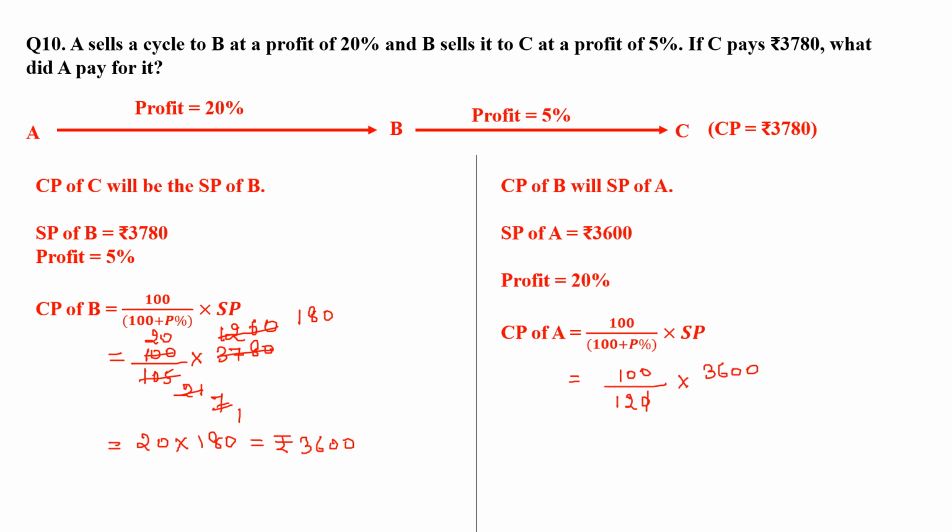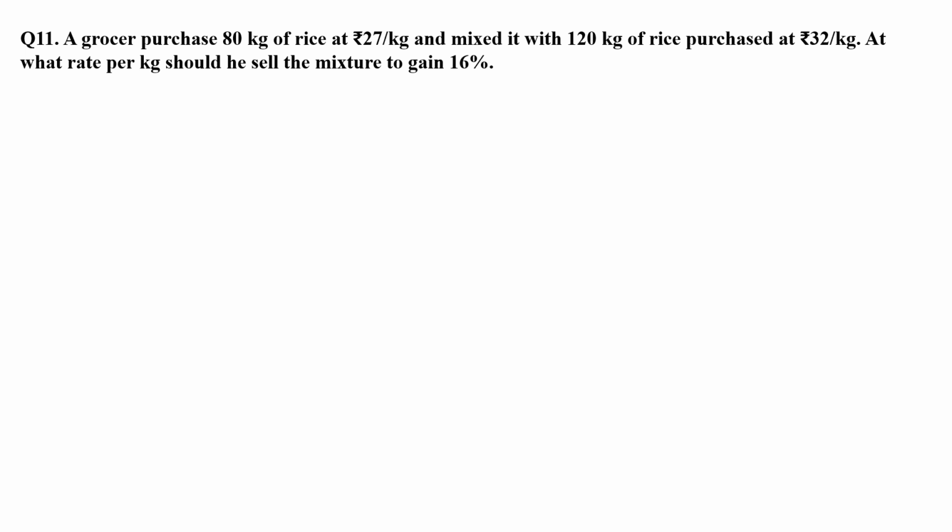Now eliminate the zeros. 12 times 1, 12 times 300. So from here you will get the cost price of A as 3000 rupees. Okay, so the cost price of A is 3000 rupees.